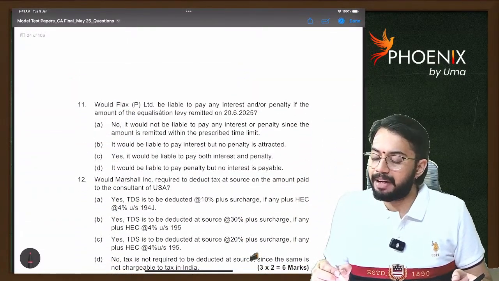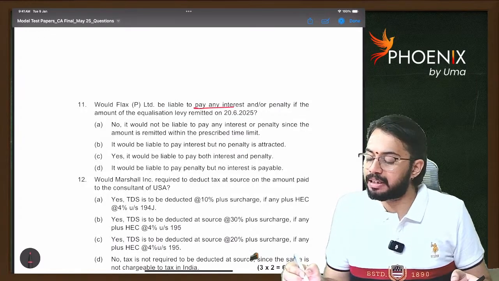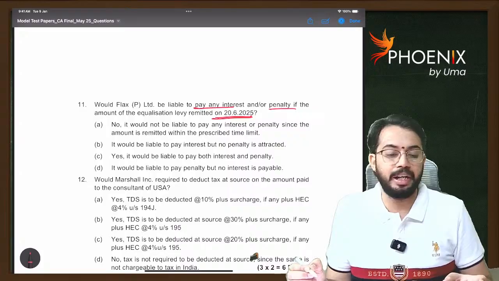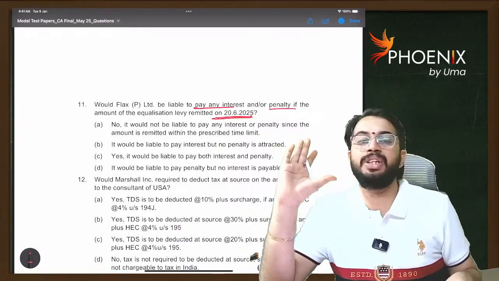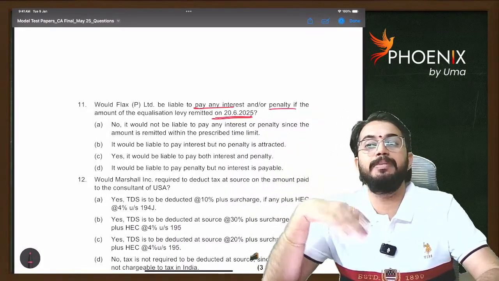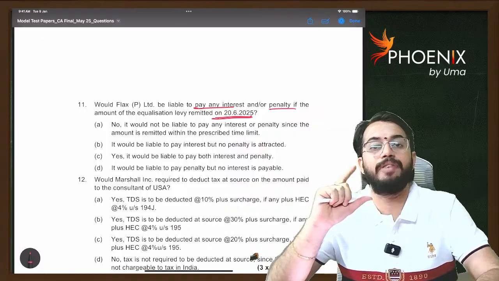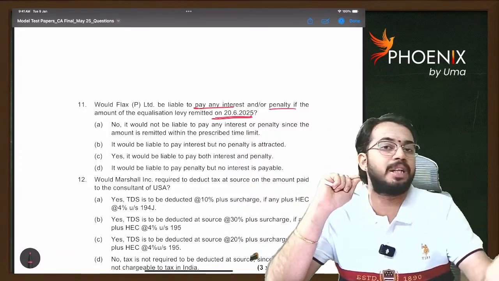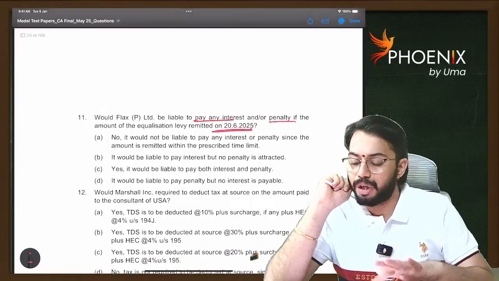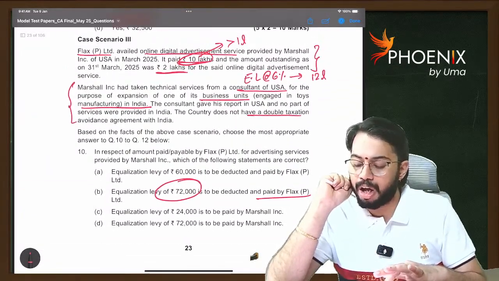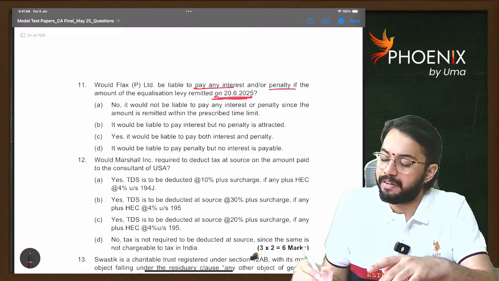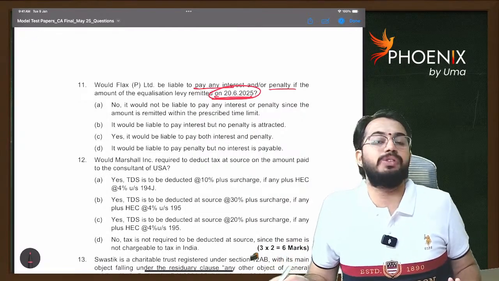Would Flax Private Limited be liable to pay any interest and or penalty if amount of equalization levy was remitted on 20th June? See, whatever equalization levy that is deducted, it is to be remitted on or before 7th of next month. Whatever TDS due dates are there, same due dates will also apply for equalization levy. So, it is to be remitted on or before 7th of next month. But here he is saying it was remitted on 20th June 2025.